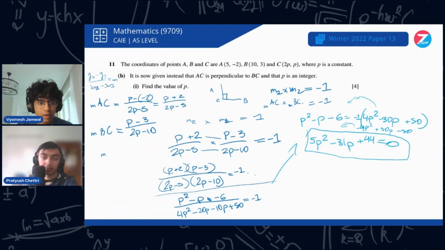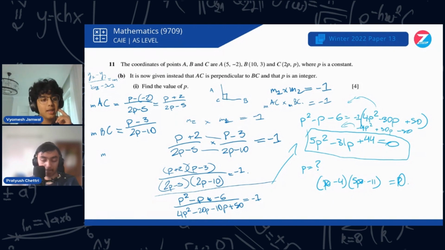So if we try to check this, again, there's a method of using the calculator to find p. But remember, if you're going to use the calculator method, you should show evidence that you factorized it. If you want to show that you factorized, you want to do x minus 4, because I got the answers x is 4 and x is 11 over 5. So I'm going to put 5x minus 11 equals 0. That's p, not x.